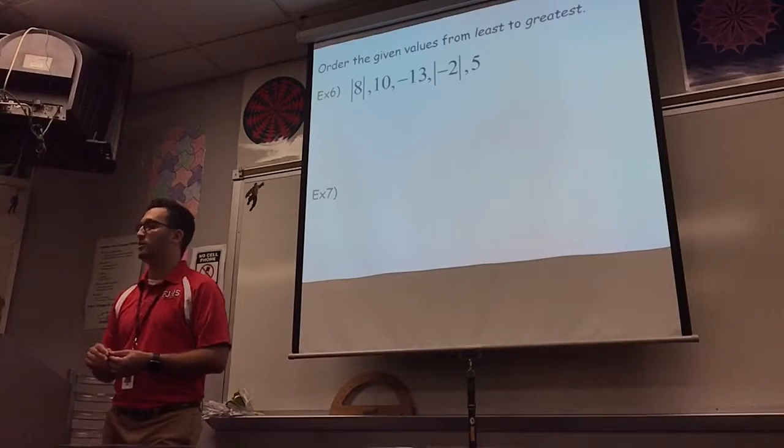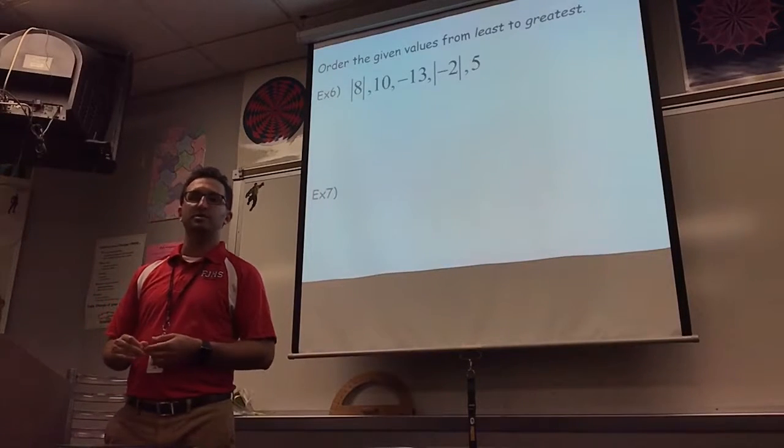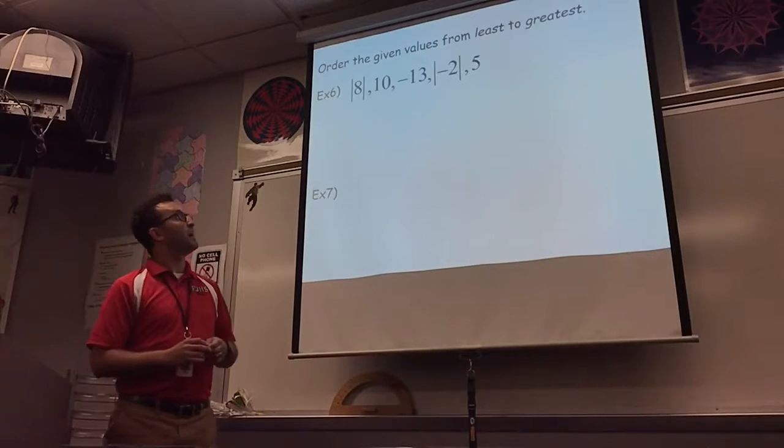So I'll give you a moment to write all those down. Notice there are 2 numbers that are absolute values, 2 absolute value numbers, and there are 5 total numbers.